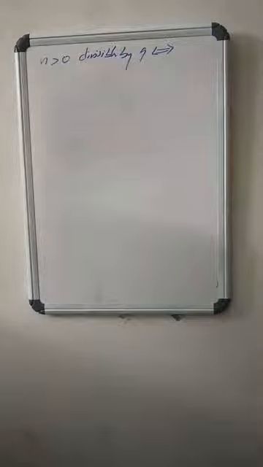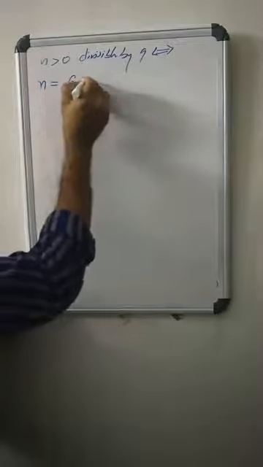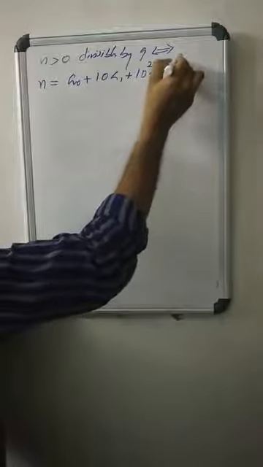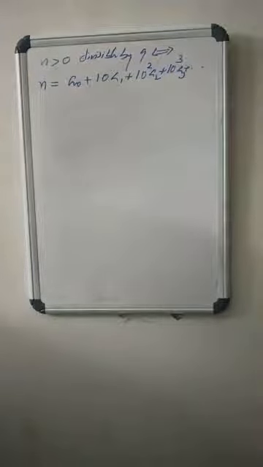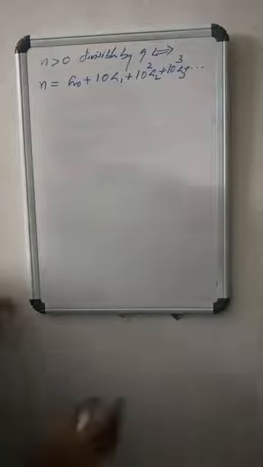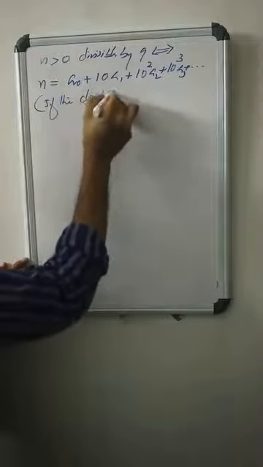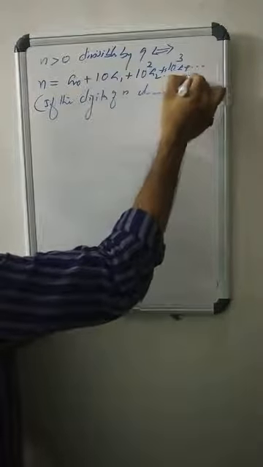What is the decimal expansion of any number? Suppose n is any number, then its decimal expansion is a0 plus 10 a1 plus 10 squared a2 plus 10 cubed a3 plus etc., where the digits of n in decimal notation are a0 etc. ak, so it is plus etc. plus 10 to the power k ak.